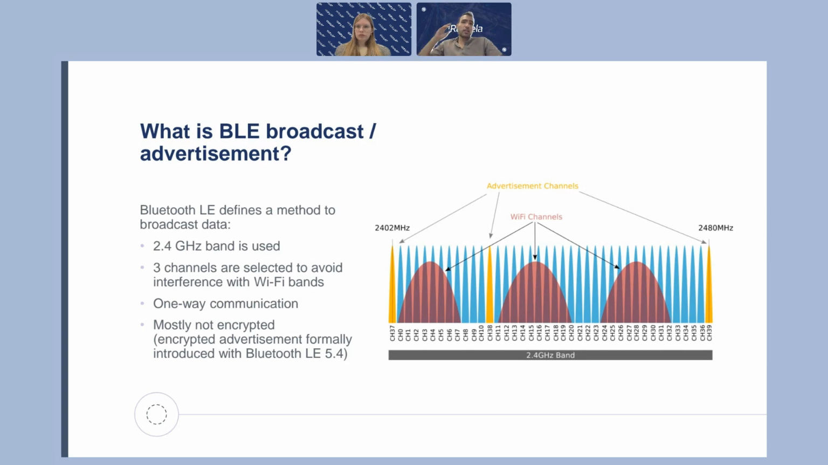Advertisement communication is usually one-way communication. The sensor is sending data to the surrounding receivers. The sensor keeps continuously broadcasting this information without establishing a permanent connection, it just pushes the data. Traditionally, most BLE advertisements are not encrypted, although newer Bluetooth standards, such as Bluetooth Low Energy 5.4, introduce encrypted advertisement capabilities. This advertisement-based architecture is one of the reasons why BLE devices can operate with such low power consumption.